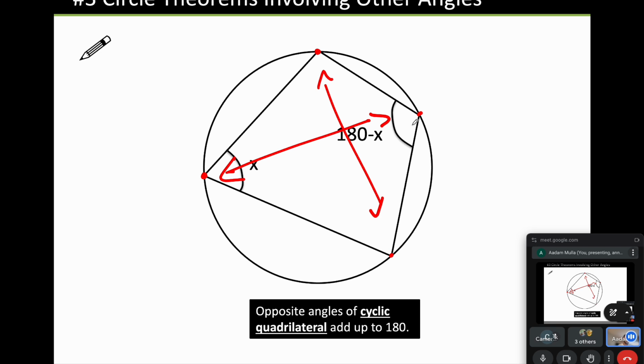And obviously, because it's a quadrilateral, they're going to all add up to 360. So if this one was 100, this one would have to be 80. And let's say this was 60, that one would have to be 120. So just remember, opposite angles in a quadrilateral, if it's inside a circle, add up to 180. Give you 10 more seconds just to get that down.